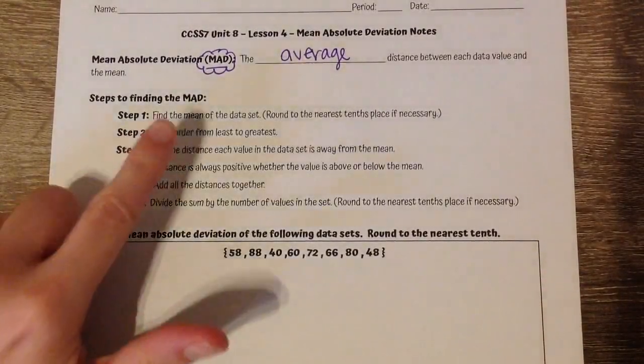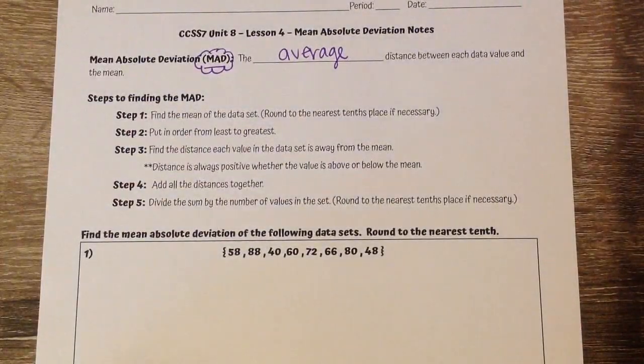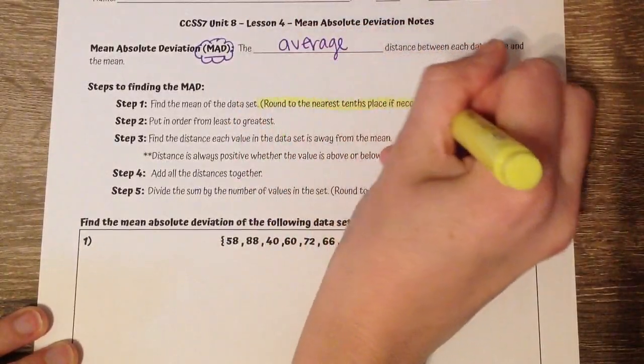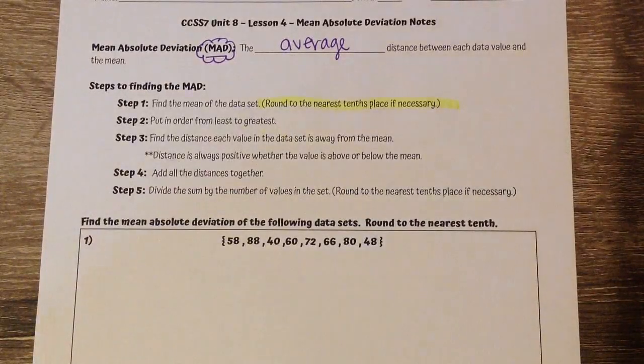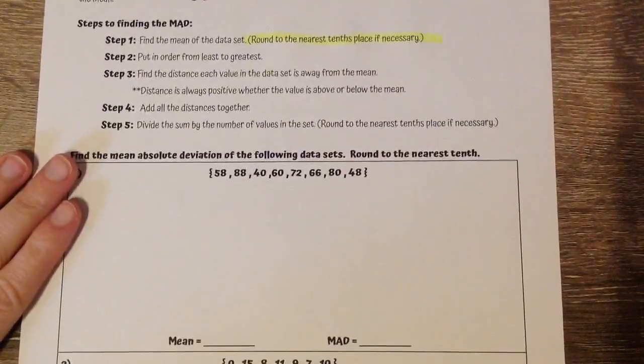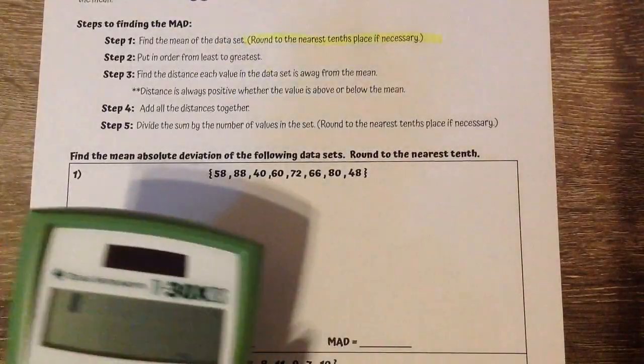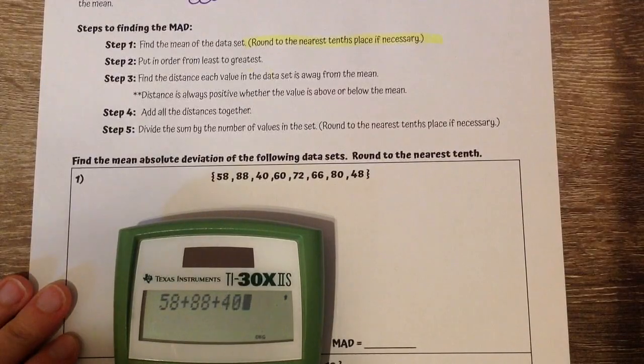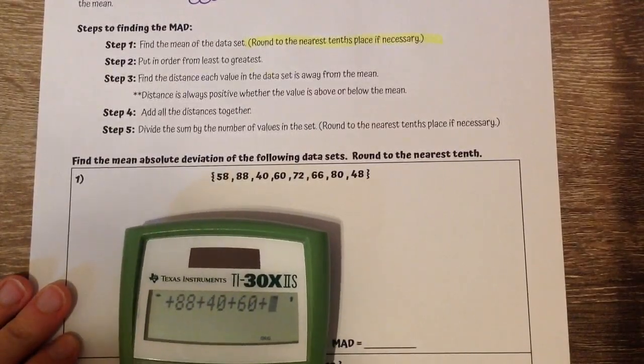So first thing we need to do is find the mean of the data set. What I'm going to ask you to do is to round to the nearest tens place for this, because that's going to make it easier when you're moving on to the MAD, and that's how my answers are going to be calculated. So let's look at this first example. I'm going to find the mean, so let's add these up. 58 plus 88 plus 40 plus 60 plus 72 plus 66 plus 80 plus 48.